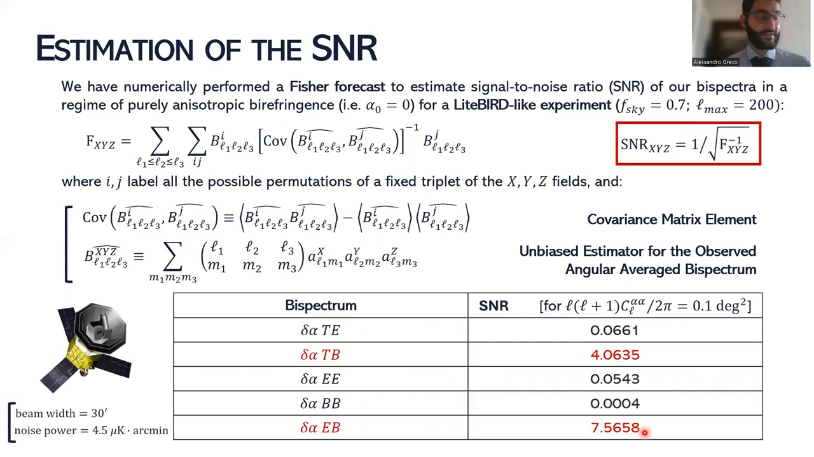So you can see that if we take the amplitude of anisotropic cosmic birefringence to the level of the present constraints, as in this case, we obtain that there are two promising bispectra, delta alpha TB and delta alpha EB. Their SNR with these parameters is larger than 3. And this is really promising because it means that these quantities are competitive with other ways to constrain cosmic birefringence. And so I think that this is why I'm a bit proud of this work, because this amount of SNR is promising.